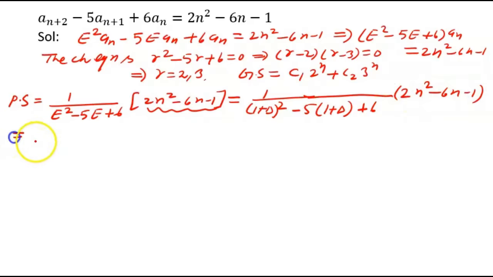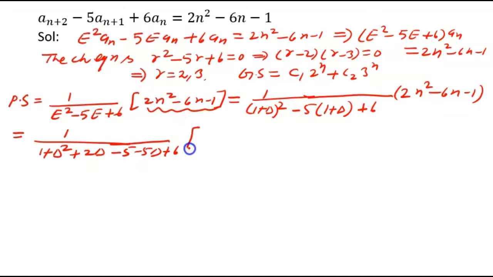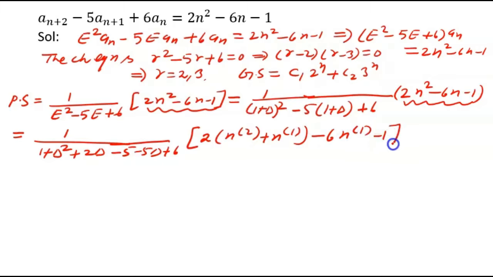Next is to simplify. So I am just simplifying it quickly. 1 plus delta square plus 2 delta minus 5 minus 5 delta plus 6. And we also need to change this polynomial into factorial polynomial. I hope this is clear to you, that whenever we are working with the delta operator, we change it to the factorial polynomial. So this will be like 2n to the power 2 plus n to the power 1. How did I write it? In case you didn't get it, watch the previous video. Minus n to the power 1 minus 1.